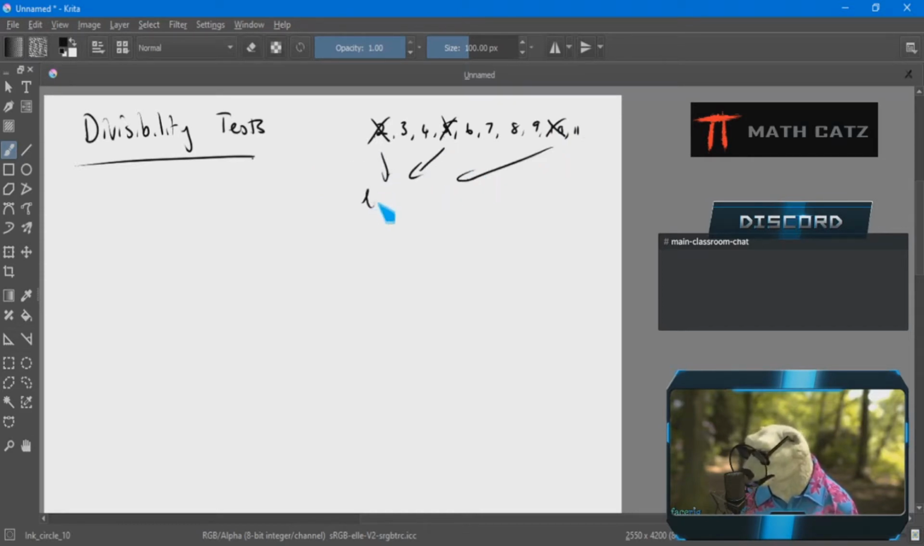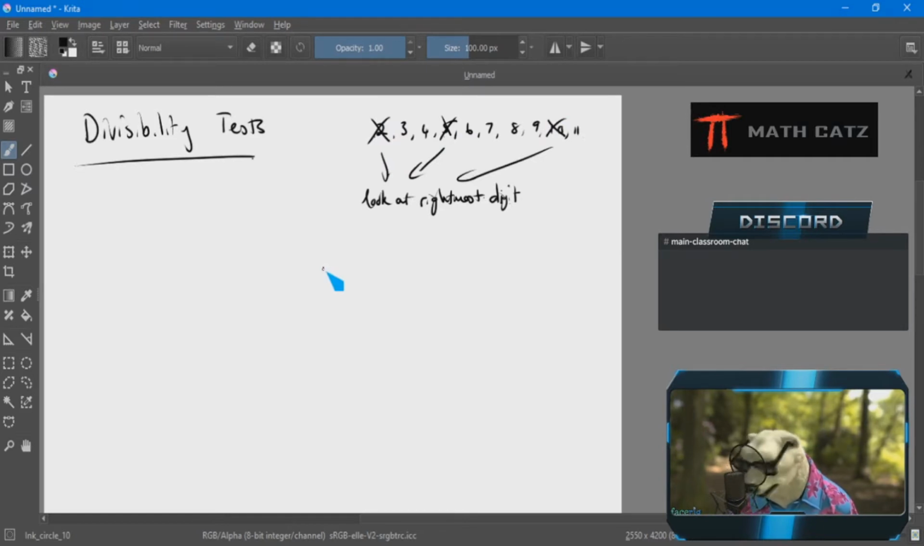So 2, 5, and 10 all have similar tests in that I look at the last, or the rightmost digit in my number. Meaning the number can be extremely large, only that very last digit, only the ones digit, decides if my number is using a 2, a 5, or a 10 in its building blocks, multiplicatively speaking.